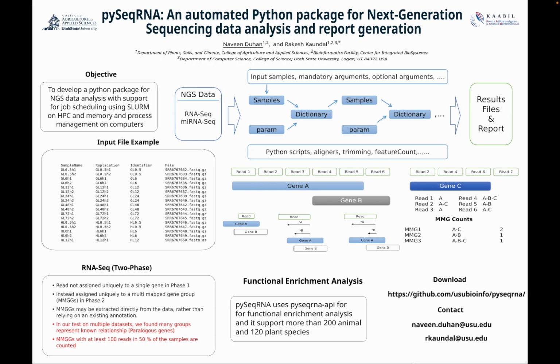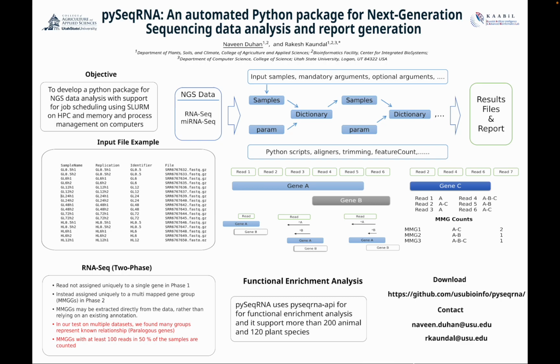6 is also multi-mapped. So when we count MMGs based on the default parameters, it comes to be 2, 1, and 1. MMG 1 is A and C because it came twice. Similarly, A and B came once, A, B, C also came once.